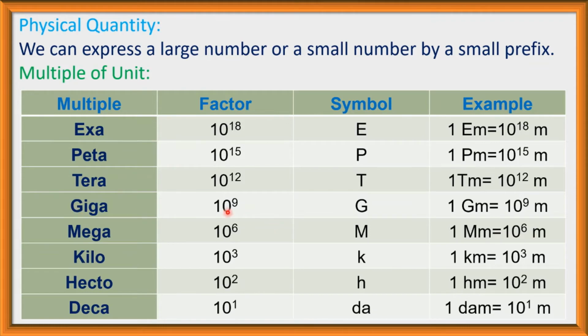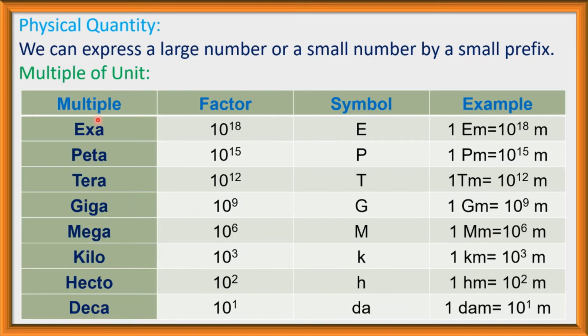Then giga, for the factor 10 to the power 9, and its symbol is capital G, and 1 gigameter is equal to 10 to the power 9 meter. Then tera, for the factor 10 to the power 12, and its symbol is capital T. 1 terameter is equal to 10 to the power 12 meter. Then peta, 10 to the power 15, and its symbol is P. 1 petameter is equal to 10 to the power 15 meter. Then exa, 10 to the power 18, and its symbol is capital E, and 1 exameter is equal to 10 to the power 18 meter.